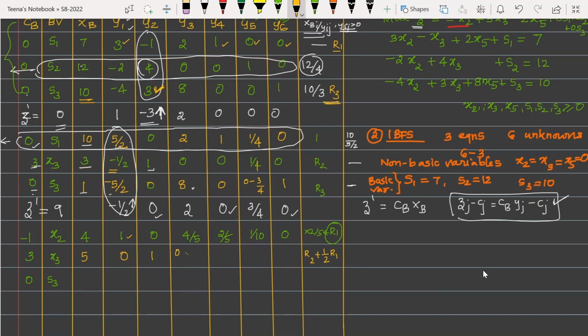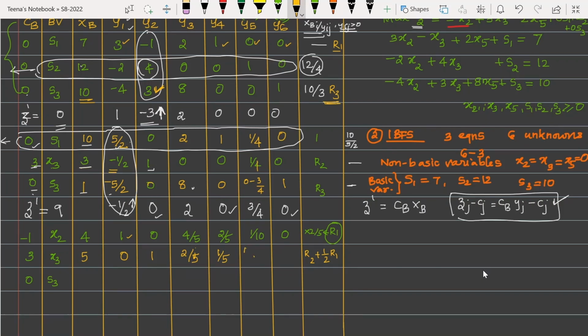Here we have 0 plus 1 by 2 into 4 by 5. So it is 2 by 5. So hence this element is 2 by 5. This element is 0 plus 1 by 2 into 2 by 5. So this element is equal to 1 by 5. This element becomes 1 by 5. So this element is 1 by 2.